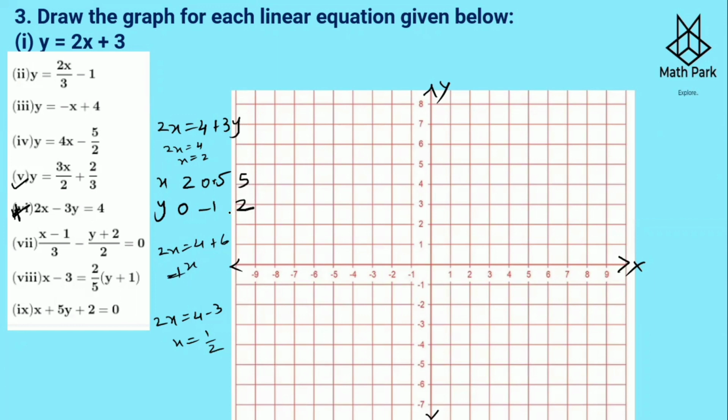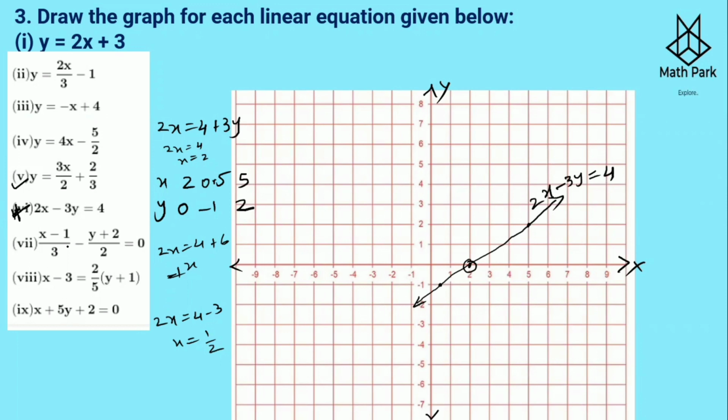So let us plot these points. So 2, 0: x is 2 and y is 0 is this point, which will lie on the x-axis. Then x is 0.5 and y is minus 1 is this point. Then you have x is 5 and y is 2, so x 5 and y 2 is this point. So let us join these points and our graph is then done for the equation 2x minus 3y is equal to 4.